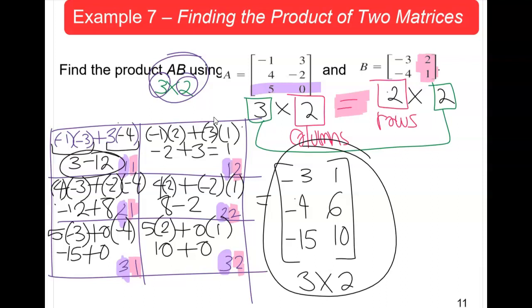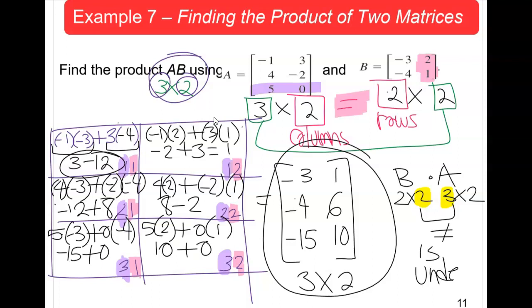Now I want to show you quickly that if I was to ask you what is the product of B times A, that would be undefined because matrix B is a 2 by 2 and matrix A is a 3 by 2. So you could see how the numbers here in the middle are different. They're not equal. And so therefore BA is undefined. So once again, proving that matrix multiplication is not commutative.